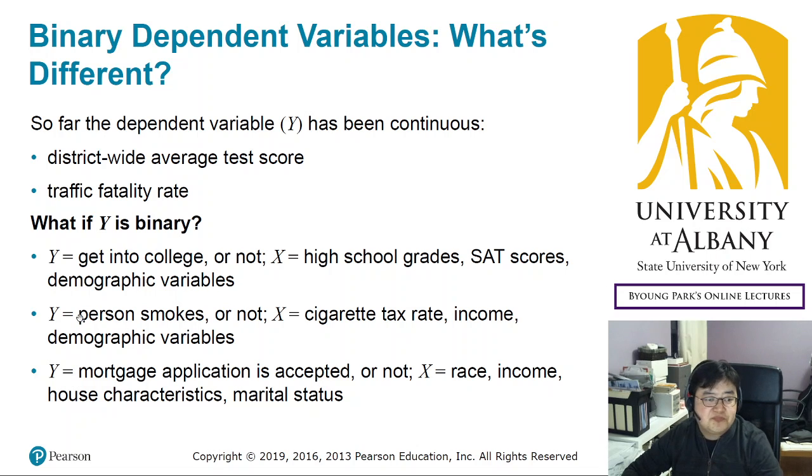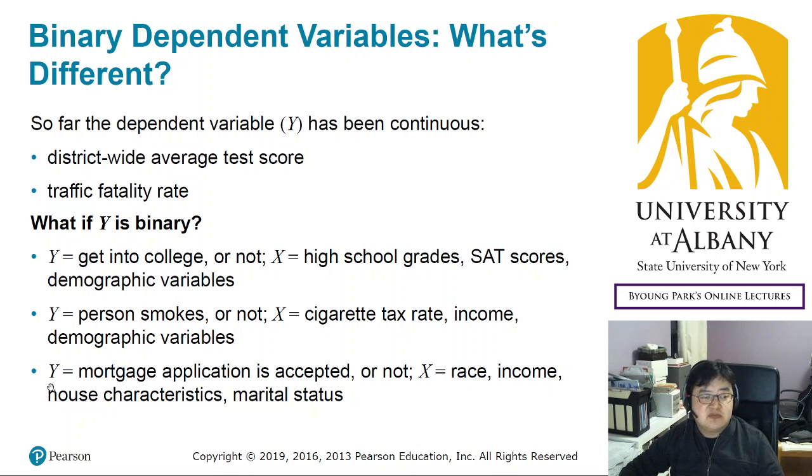In the second example, we would like to explain what kind of people tend to smoke. The smoking decision is what we would like to explain. So y takes 1 if a person smokes, and 0 if not. And it is explained by tax rate, income, and demographic variables. For example, we would like to study how much smoking will be reduced if the cigarette tax rate increases. That's an interesting policy question, and you may use this kind of data.